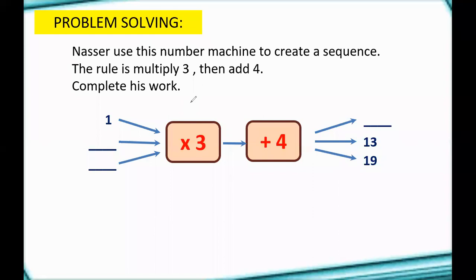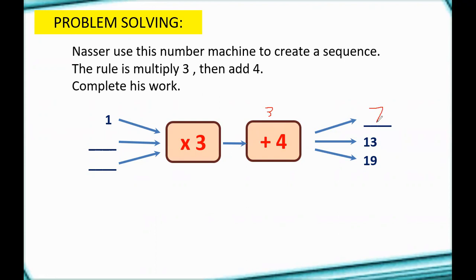So let's try. 1 times 3 is 3. Okay, plus 4 is 7. Therefore, the answer here is 7. Oh, sorry. I'll erase it. So 1 times 3 is 3. Let's put here. 3 plus 4 is 7.